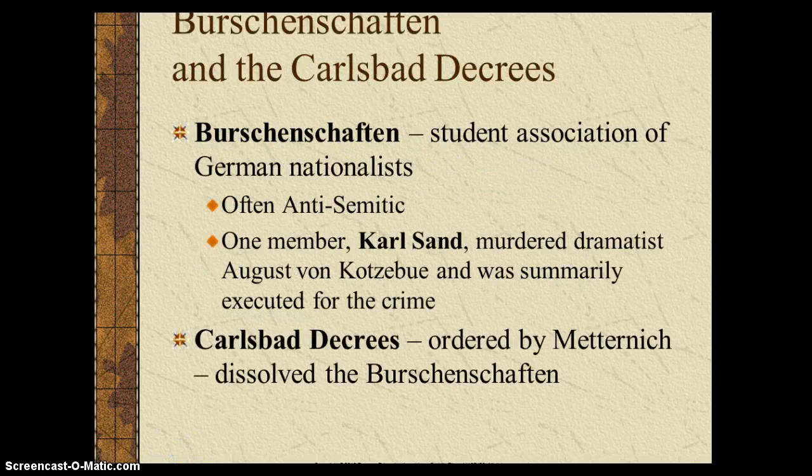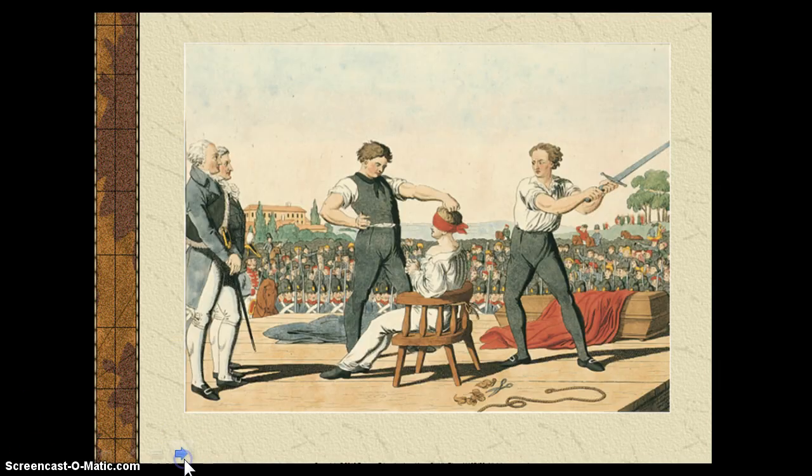The Burschenschaften and the Karlsbad decrees. Now these are 2 questions in your test bank. The Burschenschaften was a student association of German nationalists, and that's what conservatives wanted to avoid. Often anti-Semitic, that's important. One member, Karl Sand, murdered dramatist August von Kotzebue and was similarly executed for the crime. Carlsbad decrees, ordered by Metternich, dissolved this nationalistic society. And there's a picture of the execution in public.